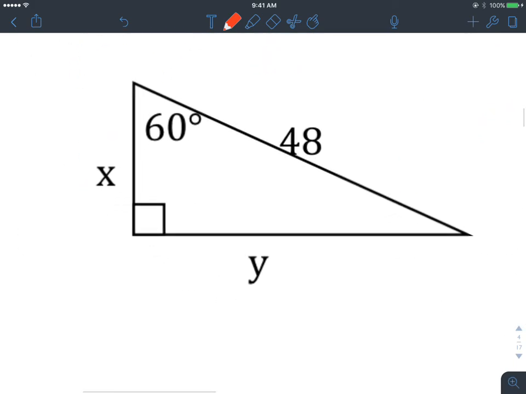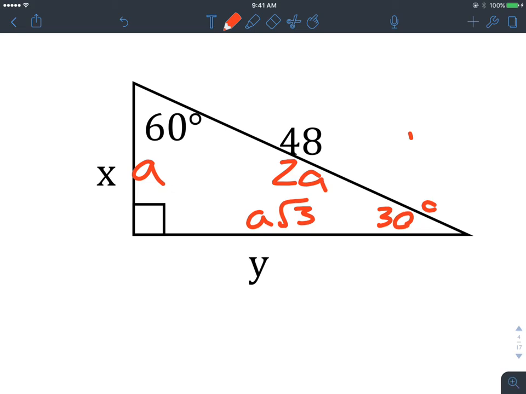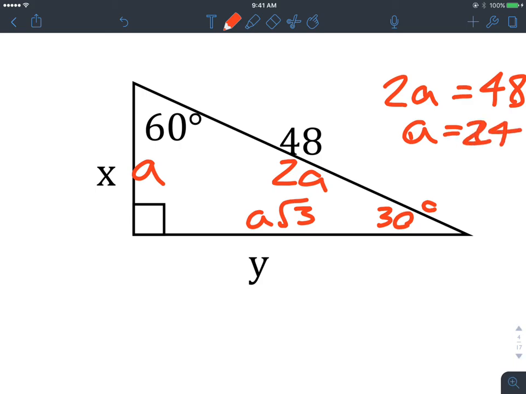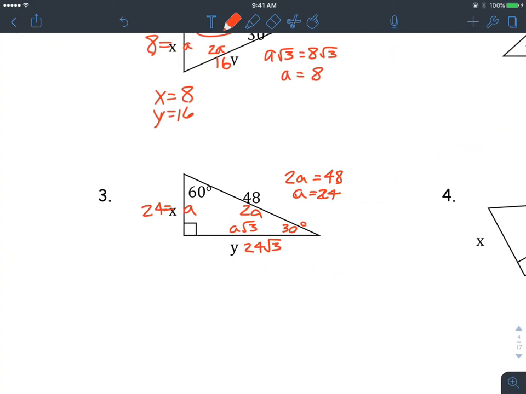See what's going on with the 30, 60, 90 down here. Got your 2a side, you got a across from your 30-degree angle, and then you got a square root of 3. So if 2a equals 48, that means regular a equals 24. So then that side's 24, so this is 24 square root of 3.